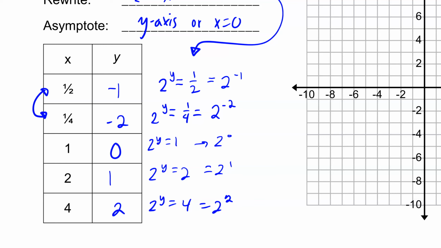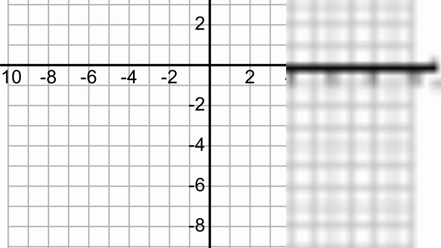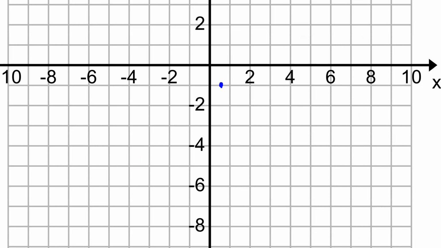So I have integer y values. My x is 1/4, 1/2, but we can deal with that. At 1/2, we are at -1, so that's about right here. And at 1/4, we are at -2. Let's see, we have a point at (1, 0), a point at (2, 1), and a point at (4, 2).